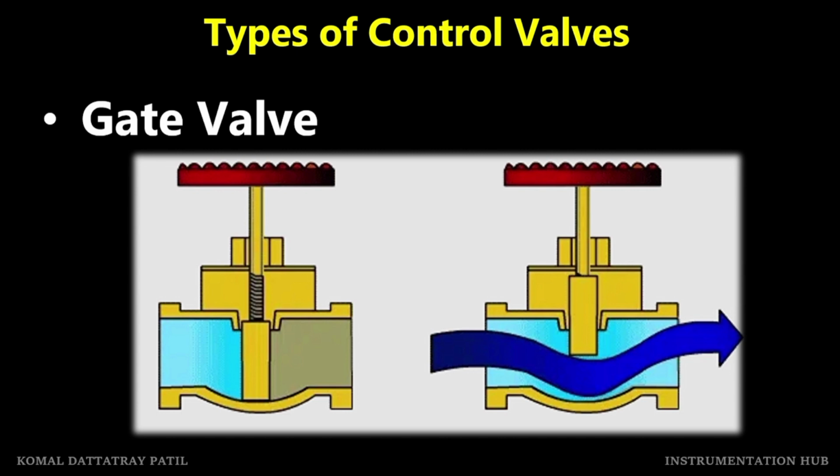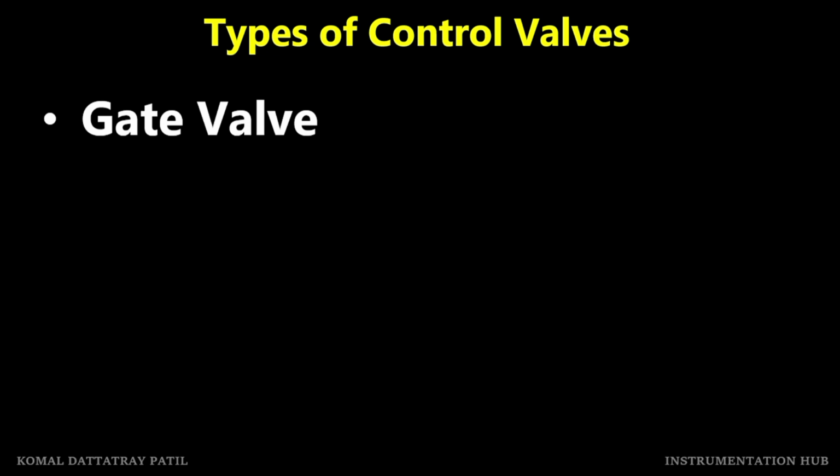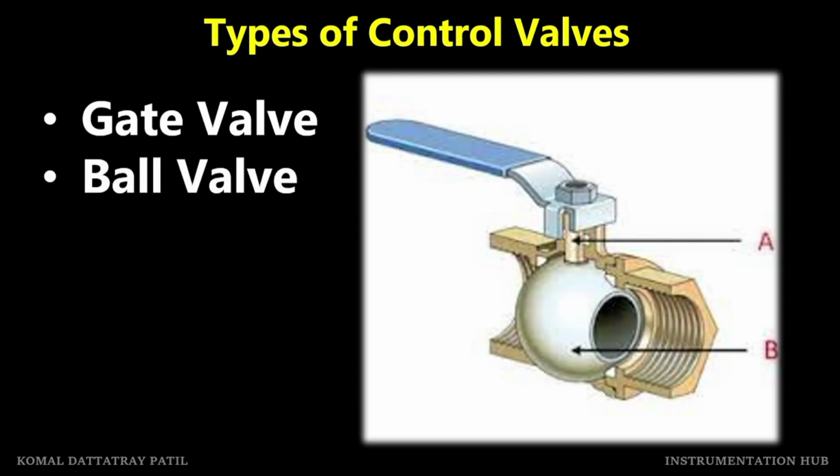The next type is the ball valve. Ball valves have a spherical ball with a hole through the center. Rotating the ball by 90 degrees using the valve handle aligns the bore with the pipe, which helps to allow or block the flow through the pipe. Ball valves provide a quick shutdown and minimum pressure drop.